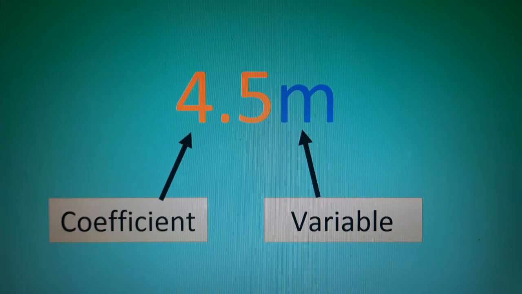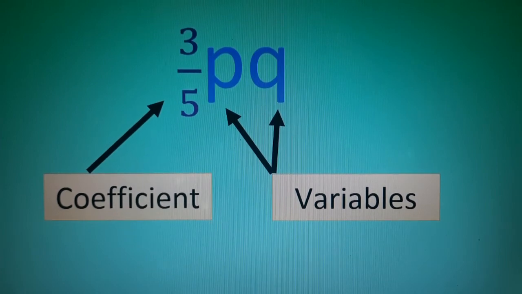Next example, 4.5m. In this example, 4.5m is the term, 4.5 is the coefficient, m is the variable. So this term has a decimal coefficient. In this example, 3 upon 5 pq, this is the term, 3 over 5 is the coefficient. P and Q are variables. So this term has a fractional coefficient.